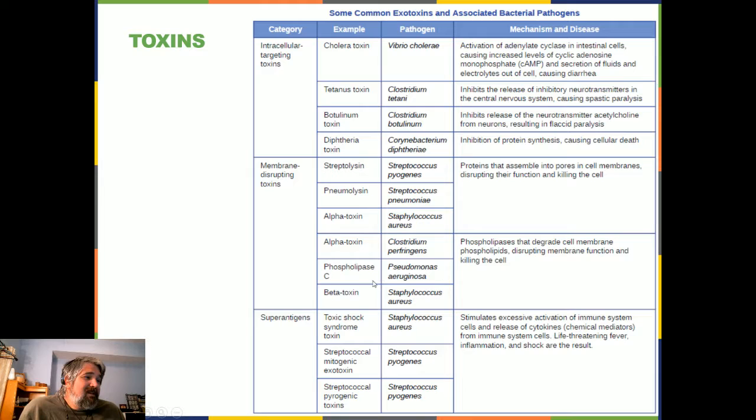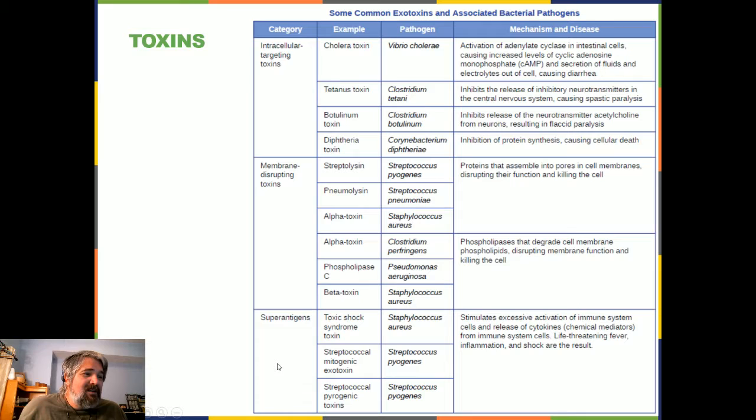Phospholipase C, as mentioned previously, in Pseudomonas aeruginosa. So this is the phospholipase group. Of course, we are degrading the cell membrane, causing cell death. And then these are proteins that will create pores through cell membranes, and that will also kill the cells. Strep, staph.